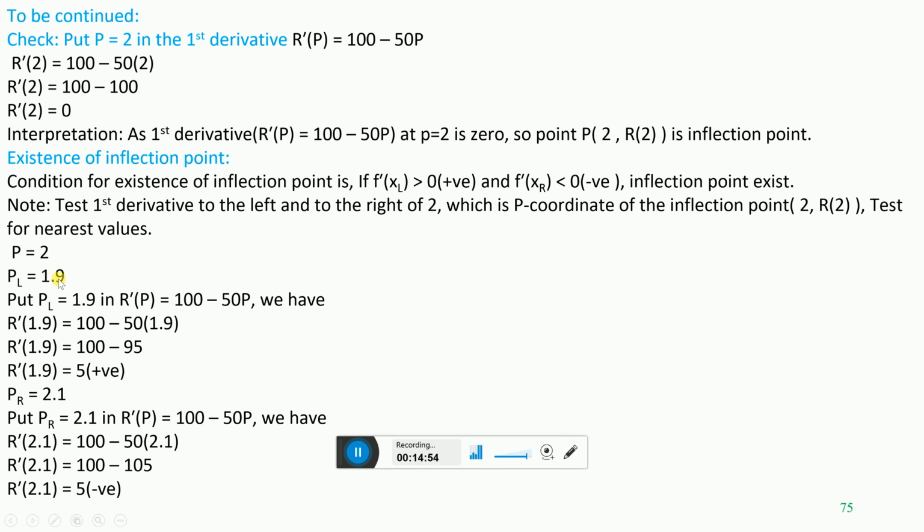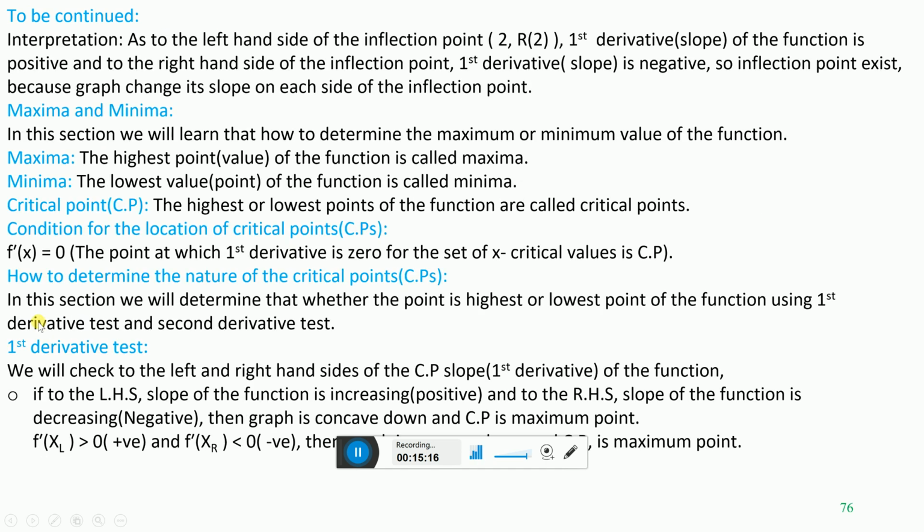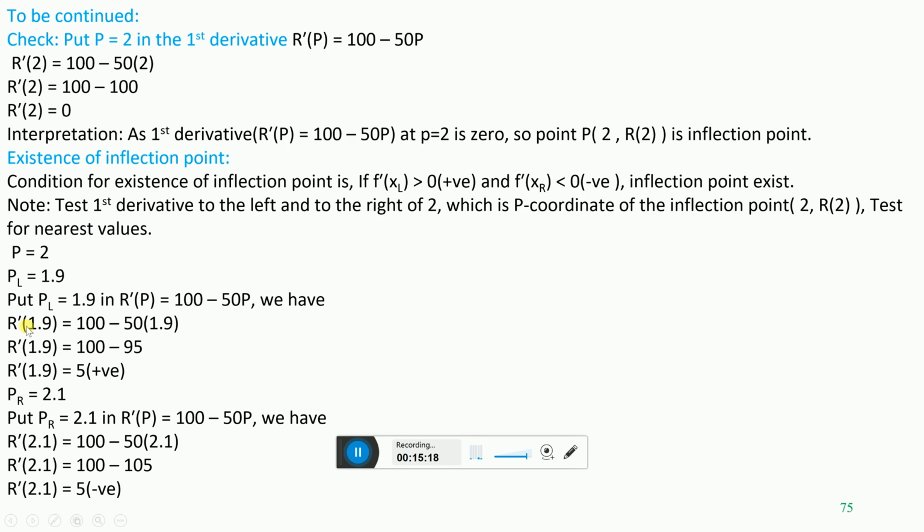that is 1.9. We will check the slope of the function at this PL is equal to 1.9. So I'm checking. Put PL is equal to 1.9 in the first derivative. R prime of P is equal to 100 minus 50P. I'm putting in R prime of 1.9. Why do I put 1.9? Because 1.9 is the nearest value to the left of 2.